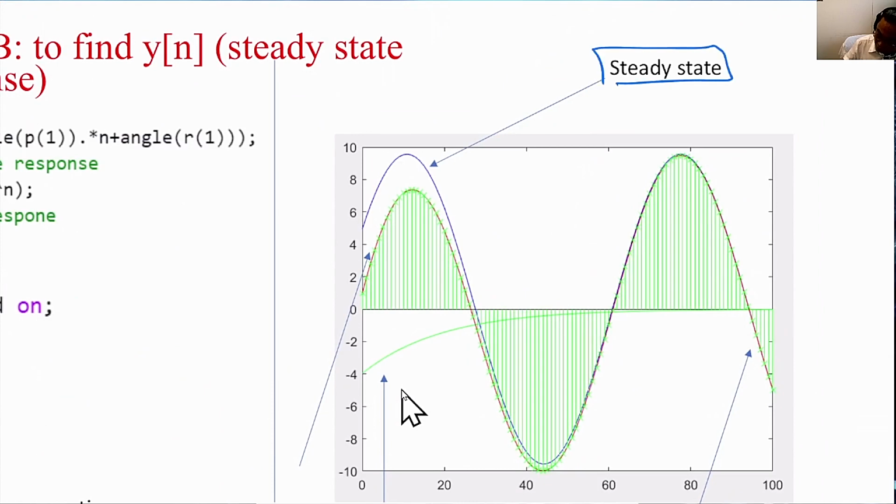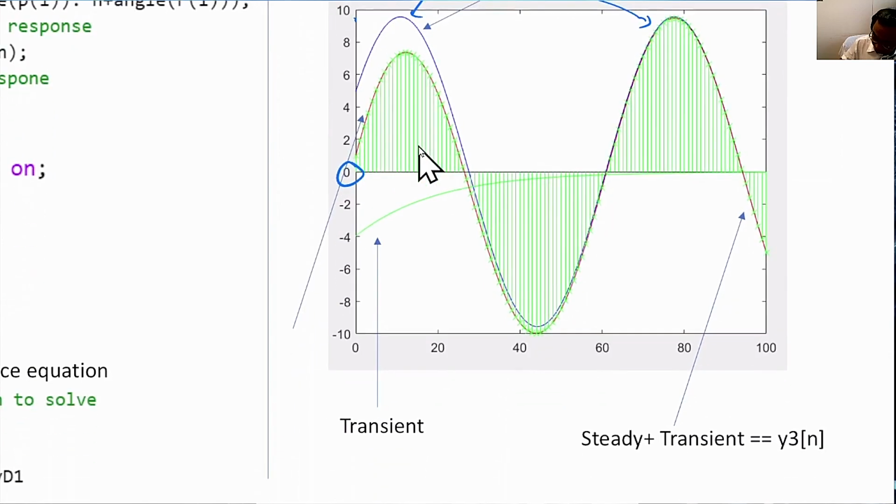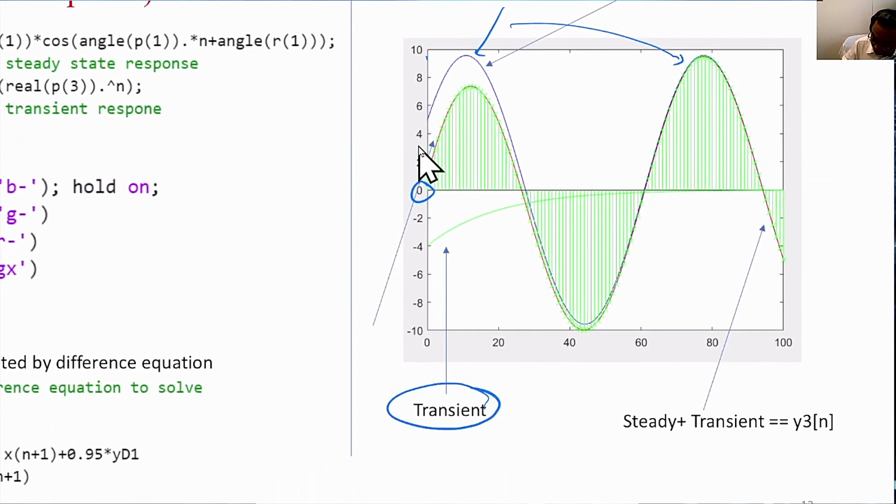The steady state is a cosine of 0.03 pi and its amplitude is 2 times 4.782, so it goes up to about 9.5 here. So the steady state cosine looks like this, and it's phase shifted because, see, at the time origin it is not sitting at the peak but is shifted, delayed. Now what about the transient? The transient starts from minus 4 and after a while it just dies.